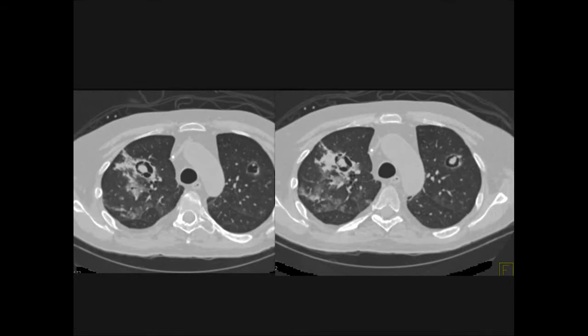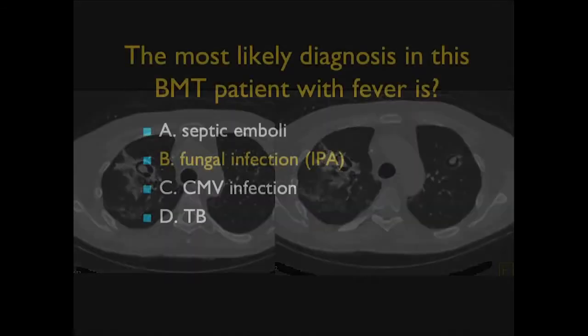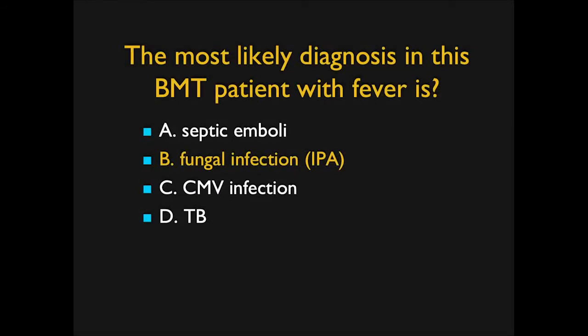CMV does not give you this pattern. TB is not this population. This doesn't look like septic emboli, which are more wedge-shaped and peripheral. This is a classic invasive pulmonary aspergillosis, a fungal infection. The correct answer indeed is going to be B.